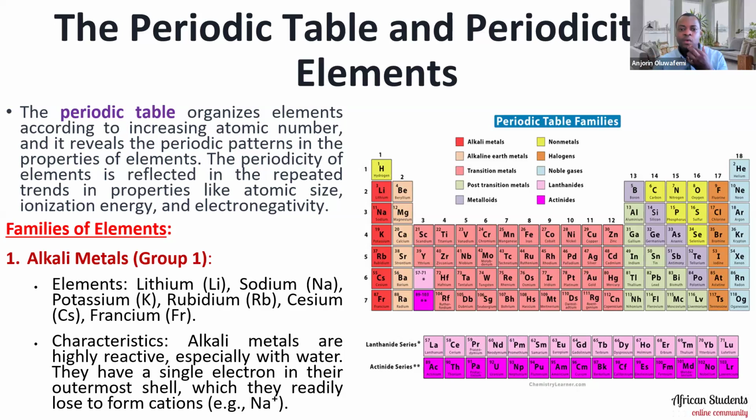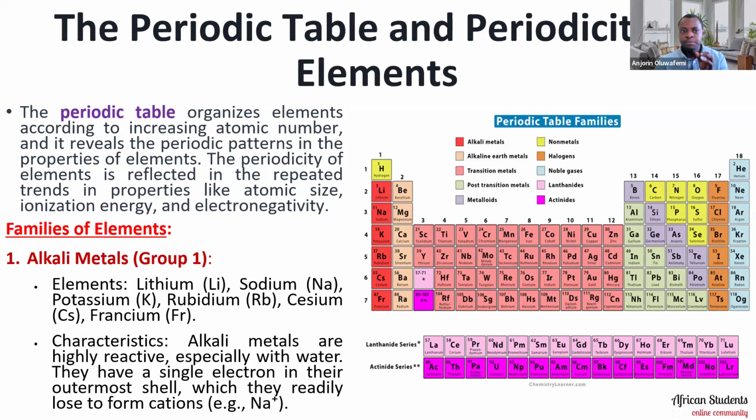The group 1 elements or alkali metals consist of lithium, sodium, potassium, rubidium, cesium, and francium. So these are the group 1 or the alkali metals. That's the first group in the periodic table.